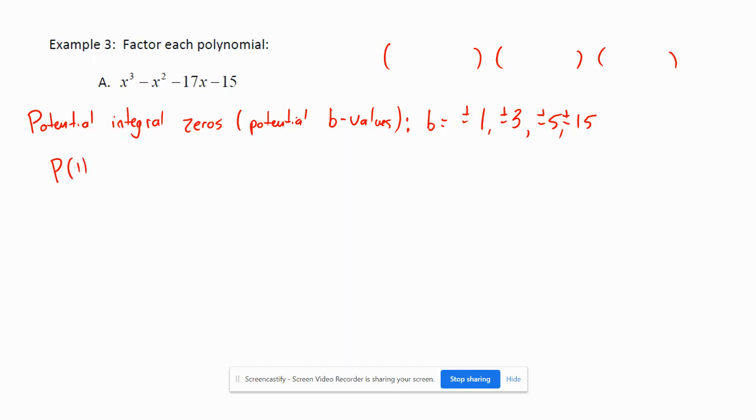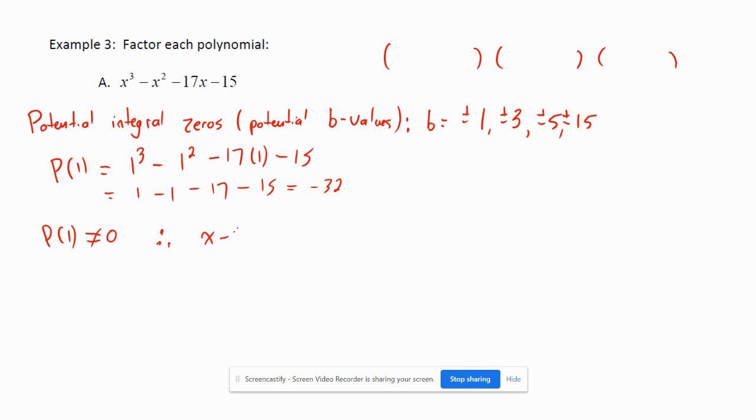So let's go ahead and test p of 1. If I do p of 1, I get 1 cubed minus 1 squared minus 17 times 1 minus 15. So this is 1 minus 1 minus 17 minus 15, which equals negative 32. So pretty much p of 1 does not equal 0, therefore x minus 1 is not a factor. So we have a bit of guess and checking to do here. So we tried positive 1, let's try negative 1.